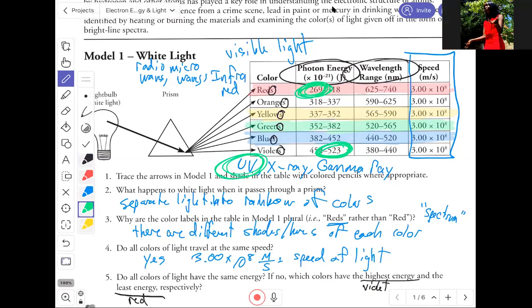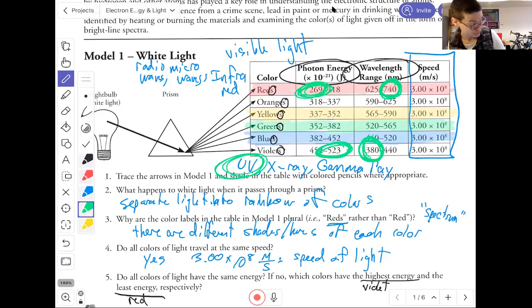Red has the longest wavelength. Violet has the shortest. So we would call that an inverse relationship. All right, so 6A is red and 6B is violet, and we're going to say that's an inverse relationship. If you have a short wavelength, you are generating lots and lots of energy. If you have a long, loping wavelength, that is not very much energy.